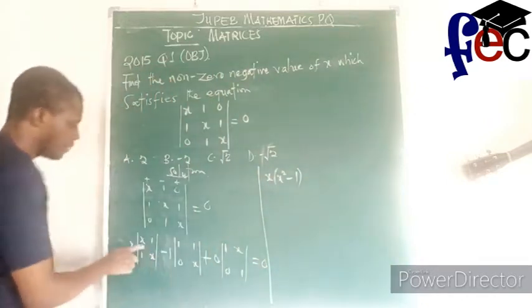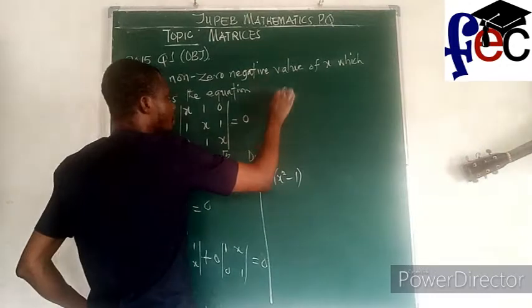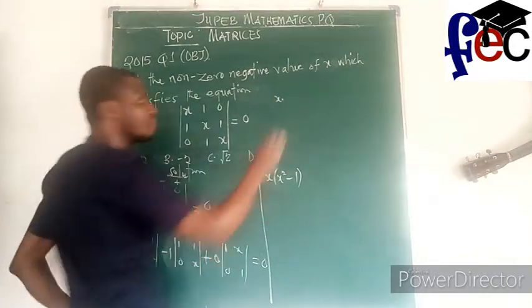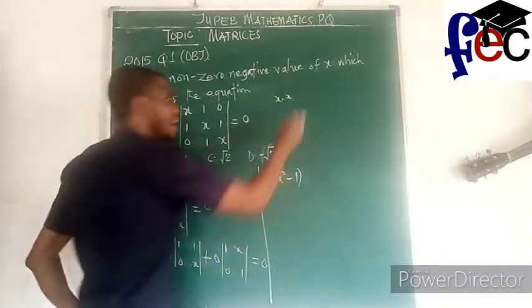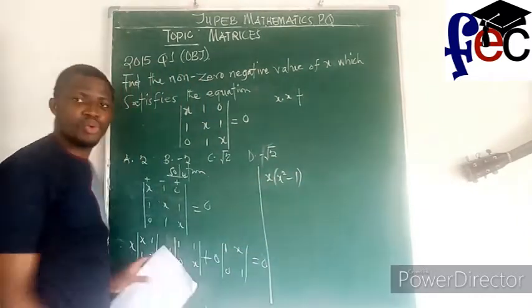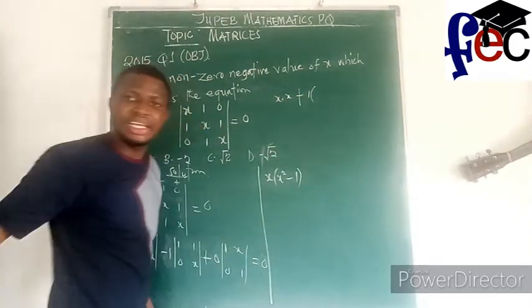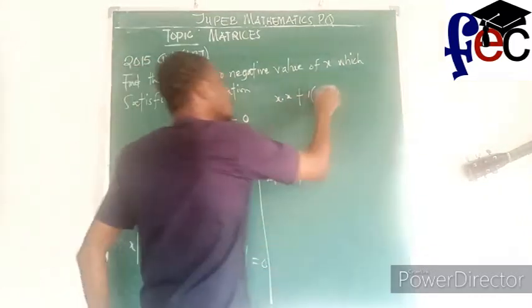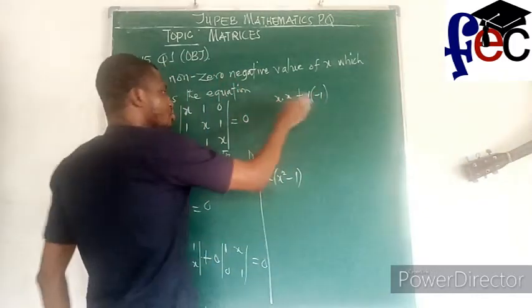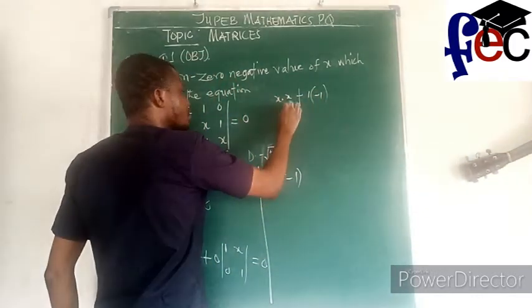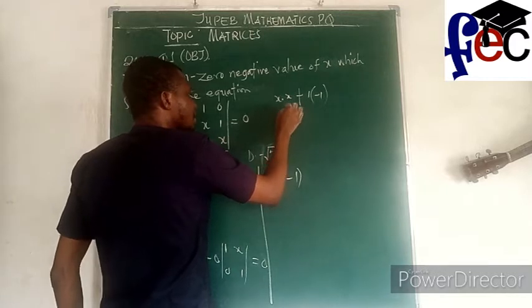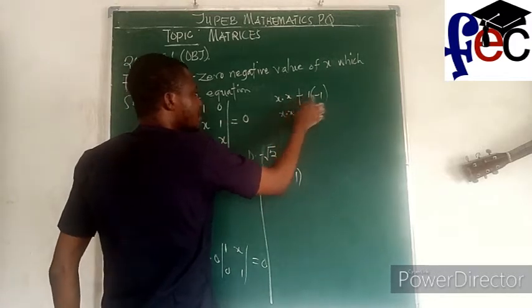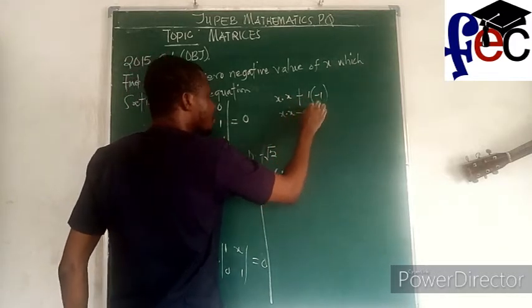That means if I pick this x, I have x multiplied by its cofactor. The cofactor of x is x. I'm adding it to 1 multiplied by its cofactor. The cofactor of 1 is minus 1. Once you do this, what do you have? x squared, or you can still leave it as x times x. Plus times minus is minus, then you have 1 multiplied by 1.